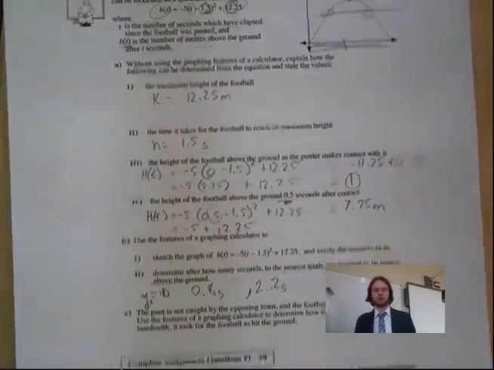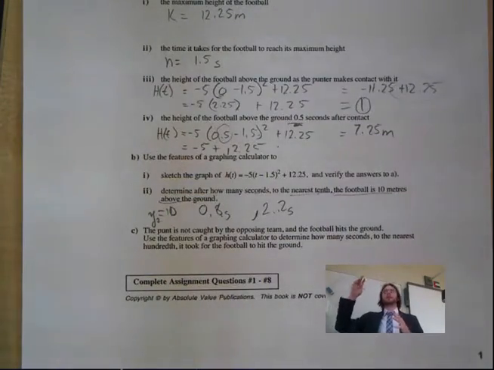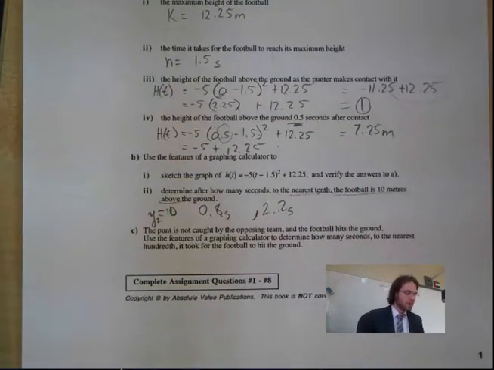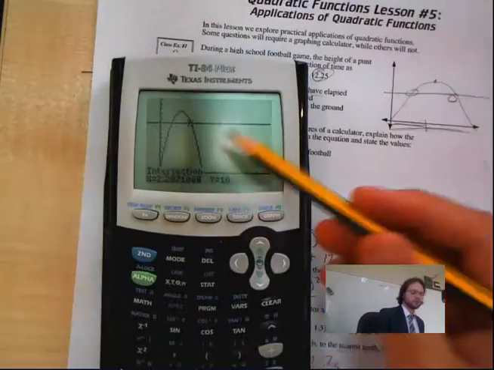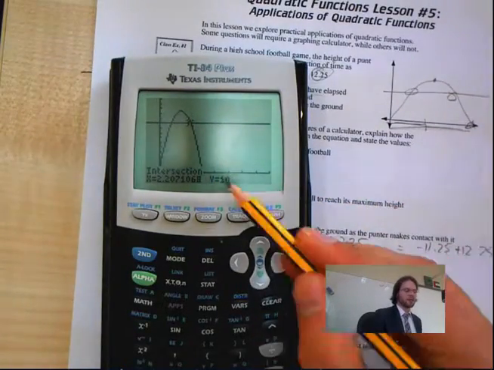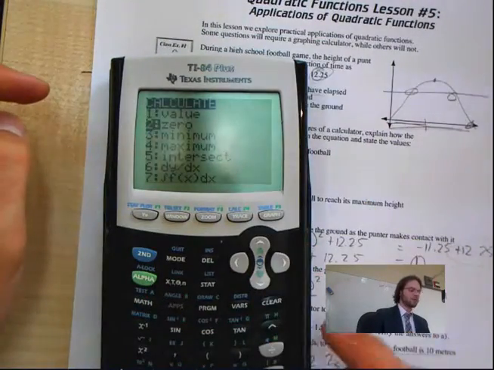So basically all I did was put in y2 as 10, and then I calculated. Now part C says, the punt is not caught by the opposing team, and the football hits the ground. Use the feature on the graphing calculator to determine how many seconds to the nearest hundredth it took the ball to hit the ground. That is right here, at 0. So we're going to have to calculate that, my zero.